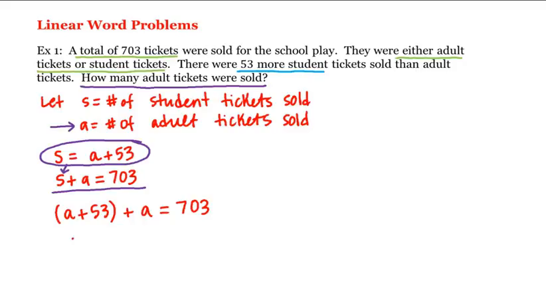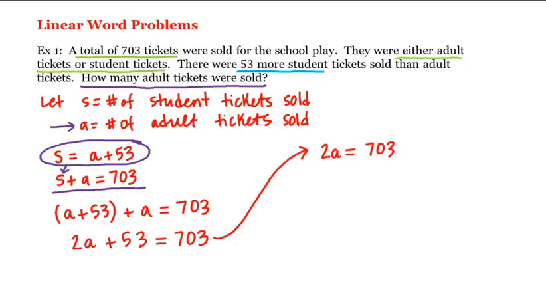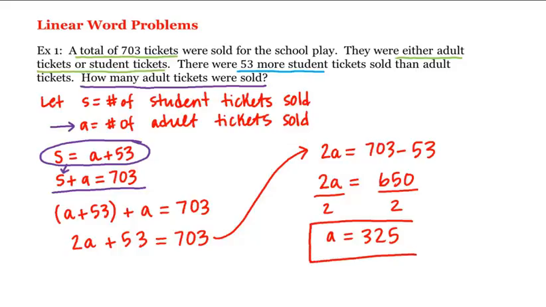And then combining like terms on the left gives us 2A plus 53 is equal to 703. And now we can subtract 53 from both sides, which gives us 2A is equal to 703 minus 53, or 2A is equal to 650. And then dividing both sides by 2 gives us A is equal to 325. So there were 325 adult tickets sold to this play.